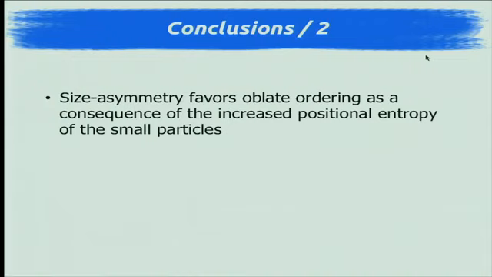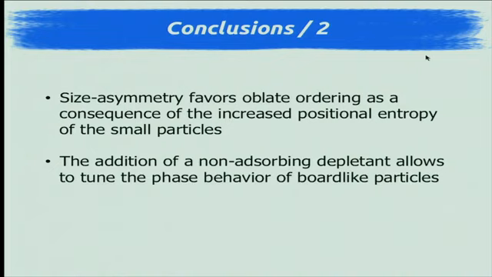And with this, we can draw the second part of conclusions. First of all, it looks like size asymmetry indeed favors oblate ordering, and this is a consequence of the increased positional entropy of the small particles with respect to the big ones. And by the way, this is a result obtained for free: the addition of a non-adsorbing depletant, and therefore the introduction of depletion interaction, can be a way to control the phase behavior of board-like particles. I think there are people working on this experimentally in Utrecht.